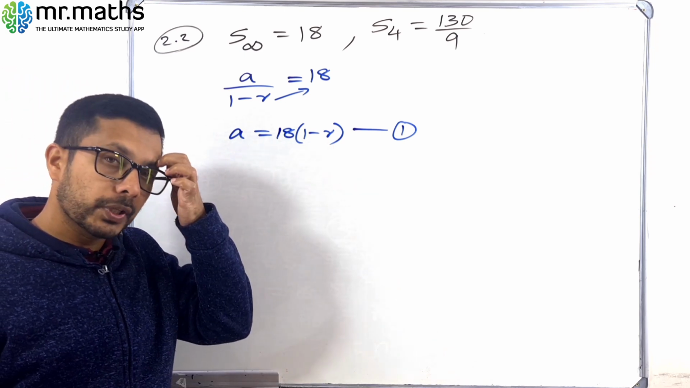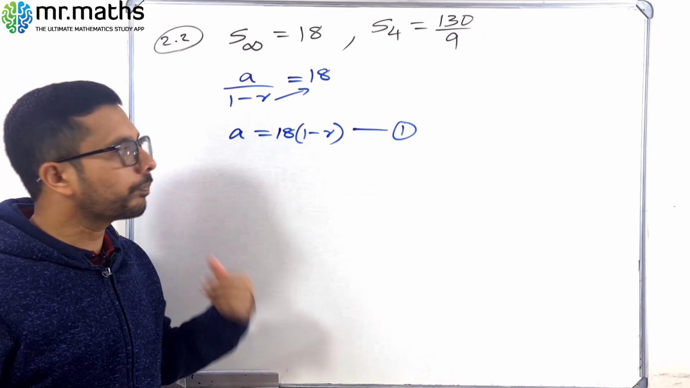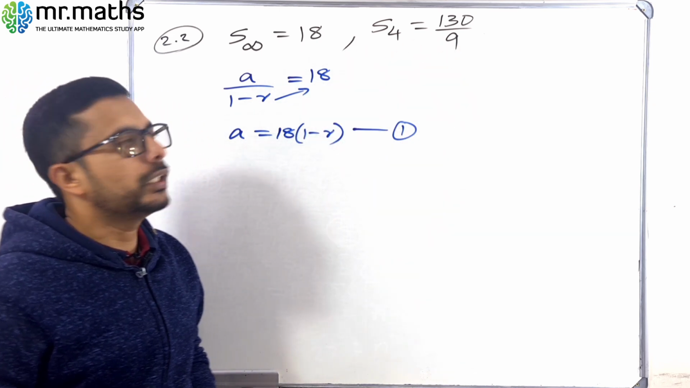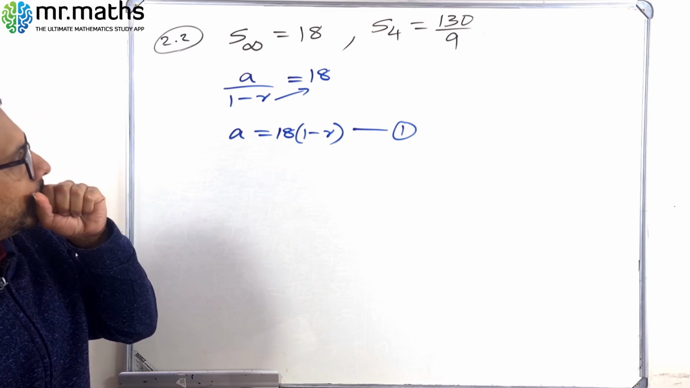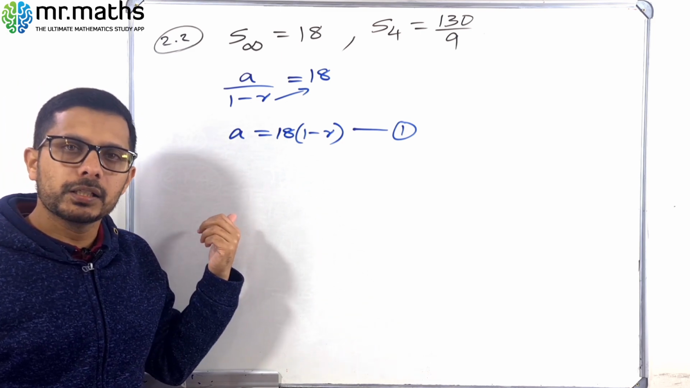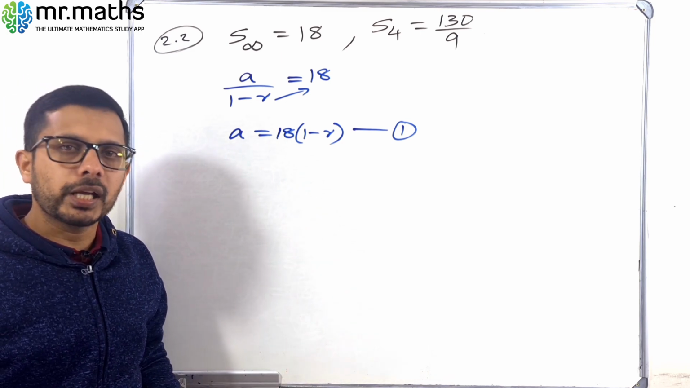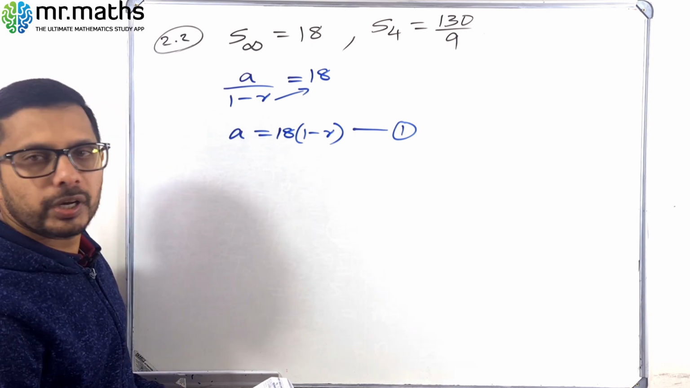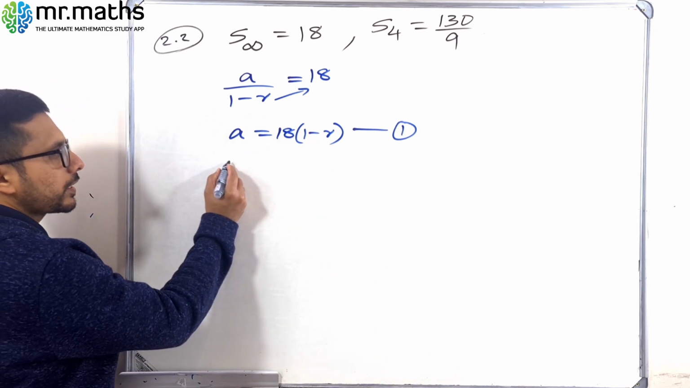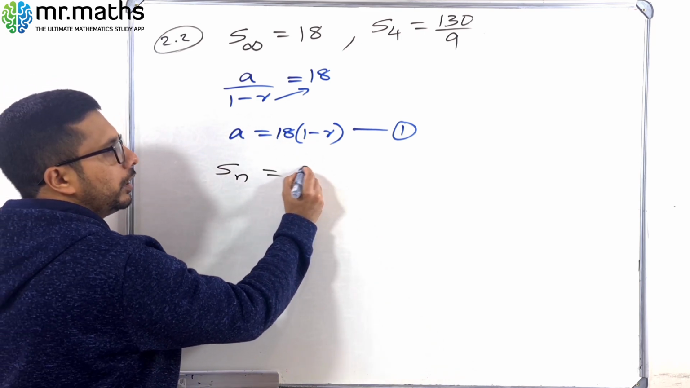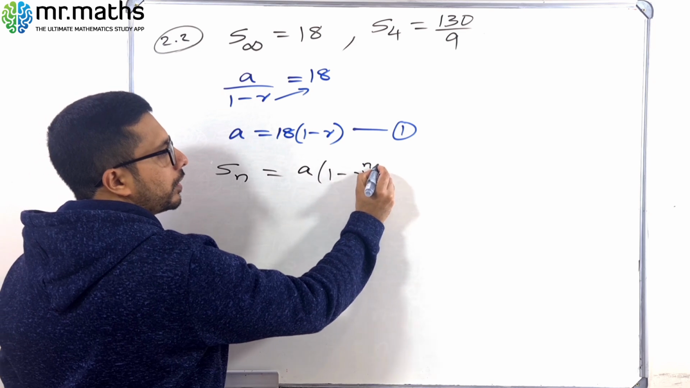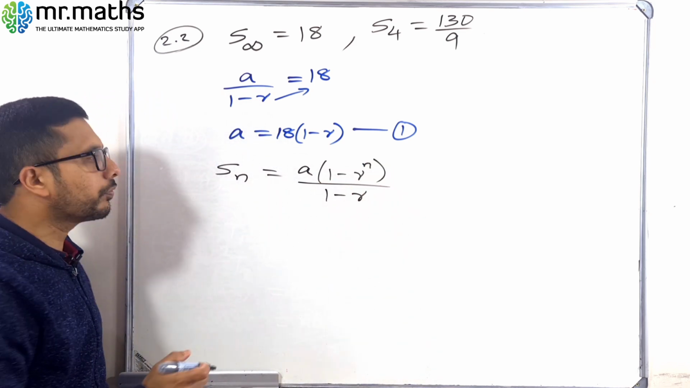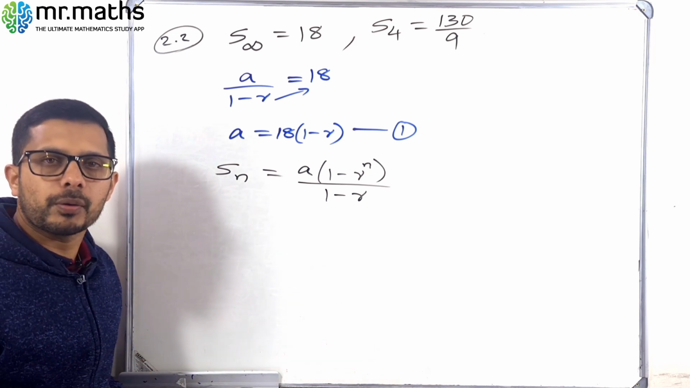What is the question? You have to find the common ratio R. Now look at this one. S4 is equal to 130 by 9. So S4 means what? Sum of the first 4 terms. And this is a geometric series. So in a geometric series, what is the formula to find the sum of the terms Sn? What is the general formula? A into 1 minus R raised to n divided by 1 minus R. Am I right? This is the formula that we use to find the sum of a geometric series.